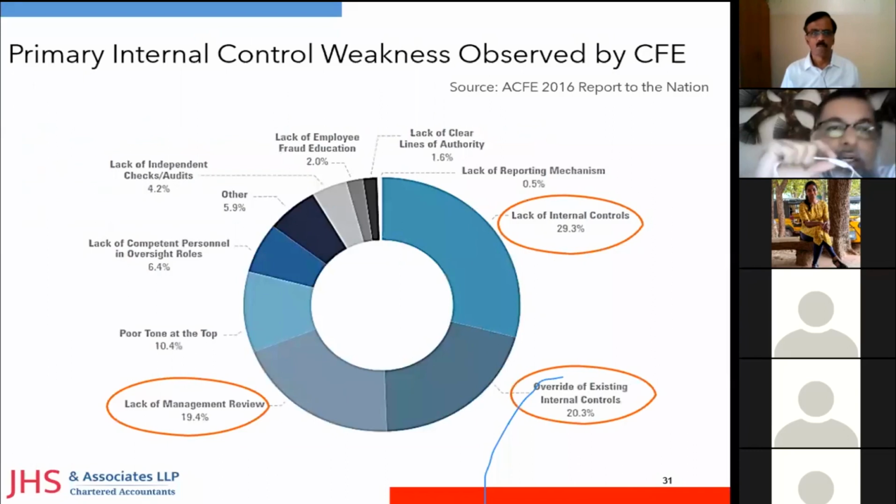And the last slide that I will share with you on the subject is on the internal control weaknesses observed by the Association of Certified Fraud Examiners. They also do research on an annual basis, and they come up with a lot of deficiencies based on the fraud investigations and the reports that they research on. So they've identified three areas where internal financial controls and internal controls are primarily failing. First is lack of internal controls. So organizations fail to design adequate internal controls in terms of policies, procedures, and so forth. So that becomes a big qualification point.